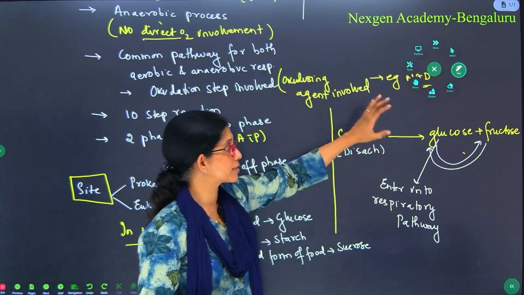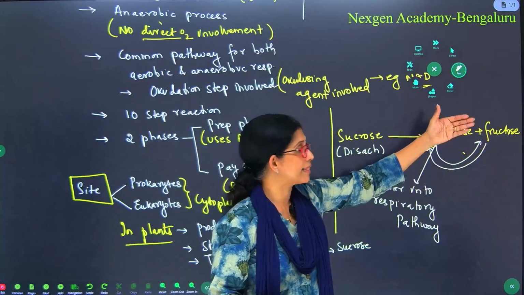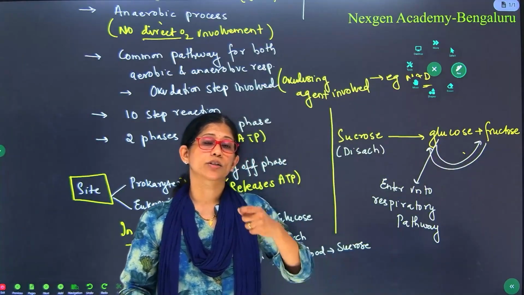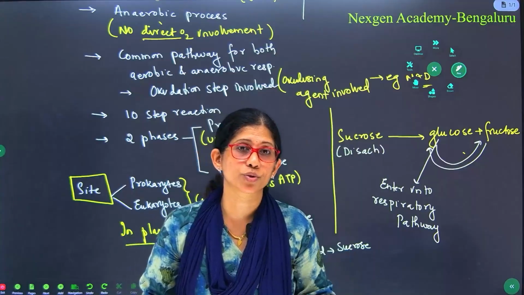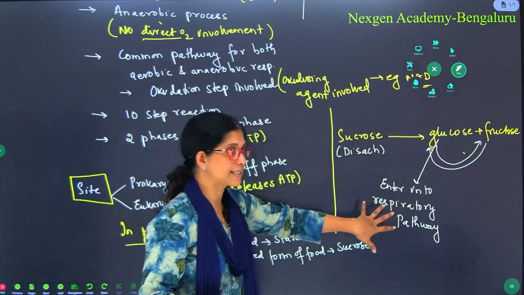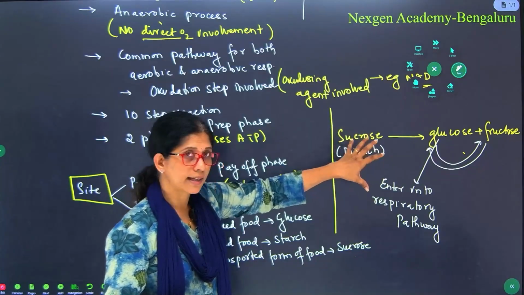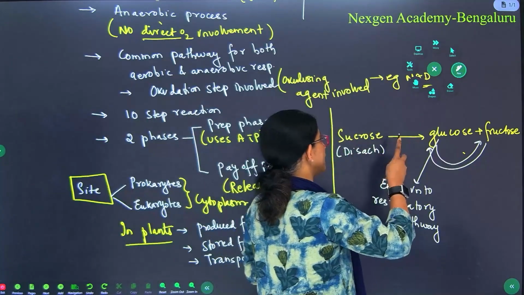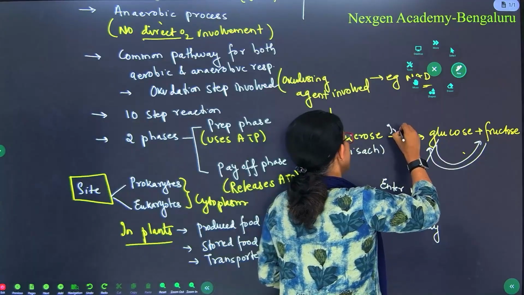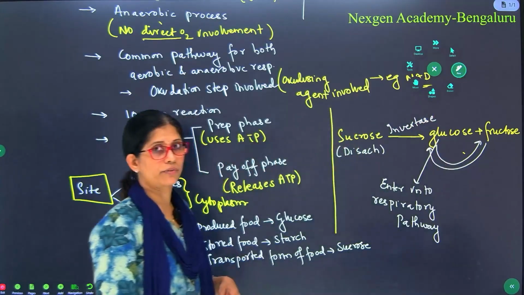It has to first convert into glucose and fructose, primarily glucose, and then only the substrate or the most preferred form of sugar for glycolysis is glucose, right? So once this is done, now it is mentioned in the textbook, this particular reaction is catalyzed by the enzyme called invertase, right? So this is the function of invertase.